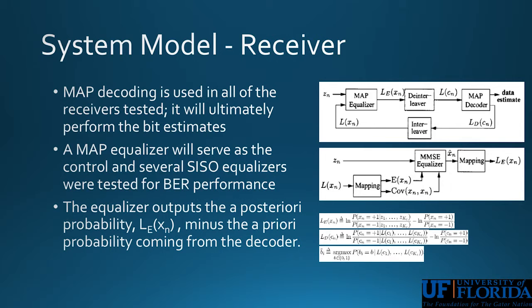Now we move to the receiver. MAP decoding is used in all of the receivers tested. It will ultimately perform the bit estimates. A MAP equalizer will serve as the control, and several soft-in soft-out equalizers were tested for BER performance. The equalizer outputs the a posteriori probability, LE of x, minus the a priori probability coming in from the decoder. Upon the first iteration, the mean is 0 and the covariance is unity. Here we show several general expressions for the probabilities, and this is the bit estimate that the decoder will perform.